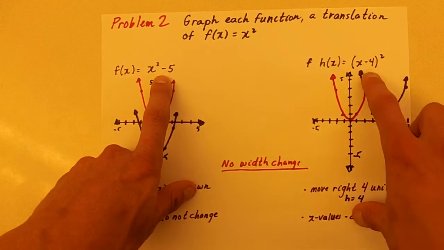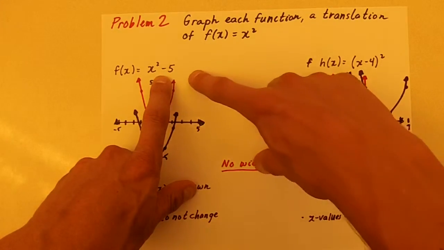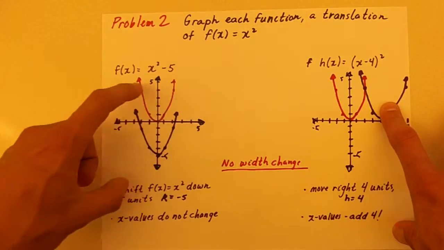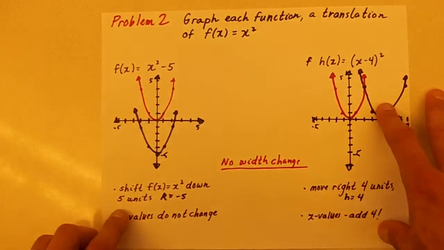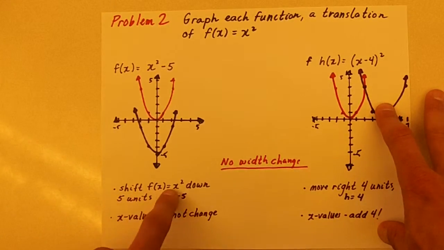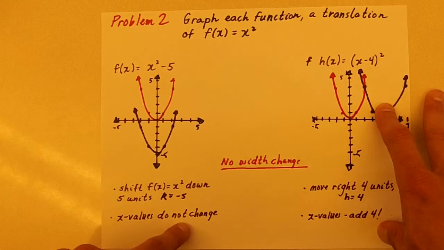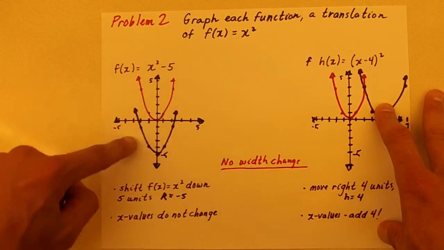Okay, like it is in the second example here. You see how the 4 is with x. Over here, 5 is being subtracted from x squared, so all the y values go down by 5. So it's important to know we're going to shift f of x equals x squared down 5 units. This means that k is negative 5. The x values here will not change because you're just dropping off the y values.